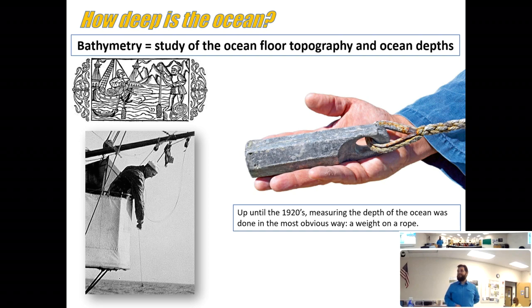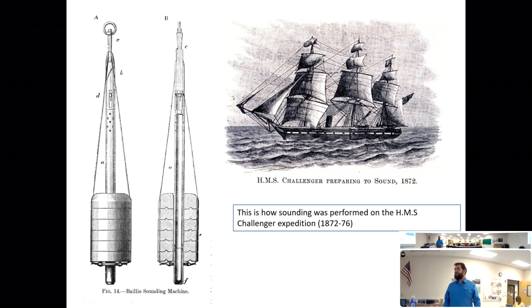And you know what? It's kind of crazy, because that's how they were doing it for thousands of years, all the way up until the 1920s. There was no other way to measure the depth of the ocean. Just a weight on a rope. That's an example of the kind of depth-sounding equipment they would use in the early 1900s. It's the most obvious way.